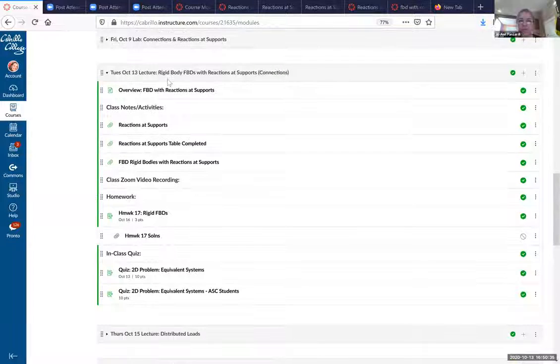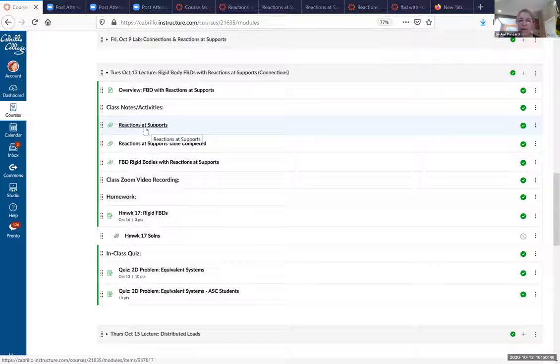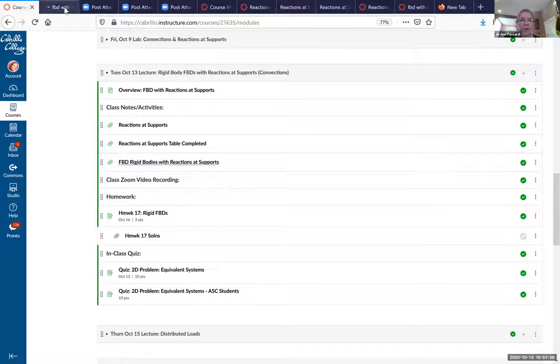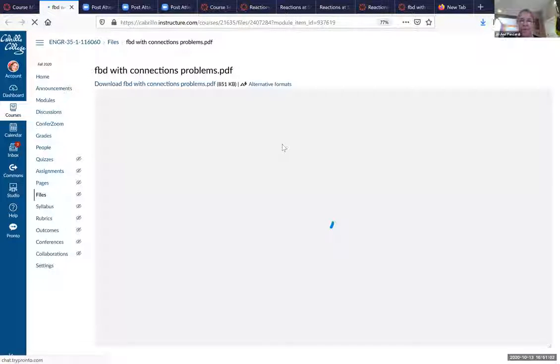Tuesday, October 13th, we're doing free body diagrams of rigid bodies with reactions at supports. So here were the reactions at the supports, the table that you saw that has all the reactions at the supports shown. This is the table that you worked on Friday and it's completed. And now I want to open this up because we're going to start doing all these free body diagrams.